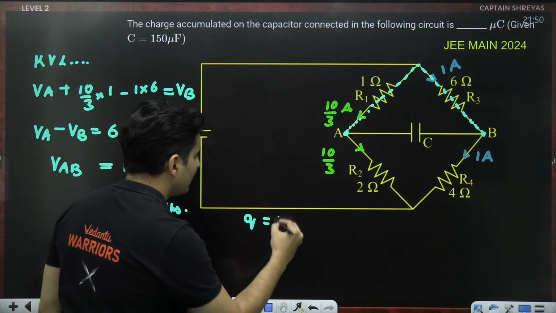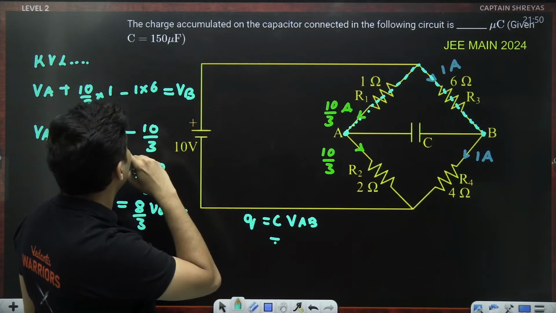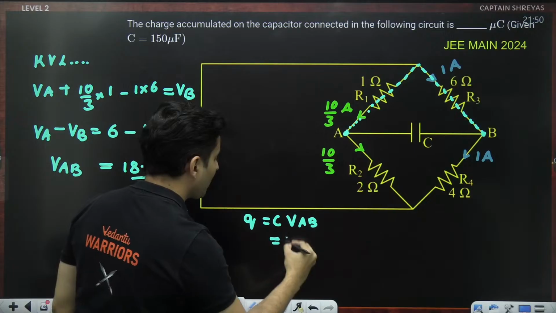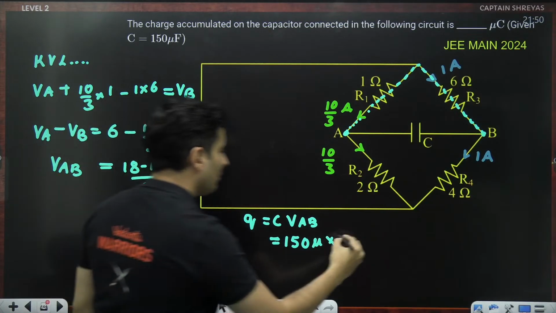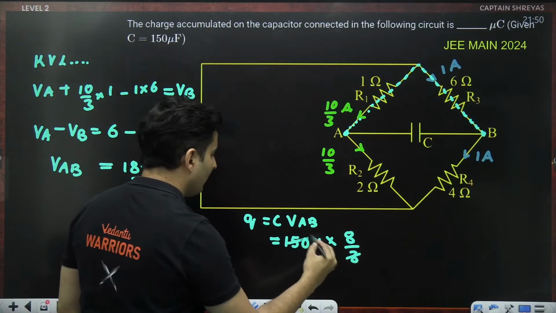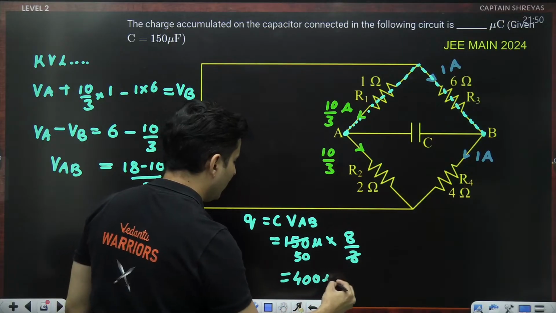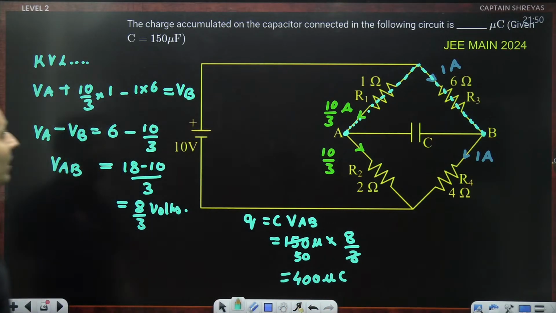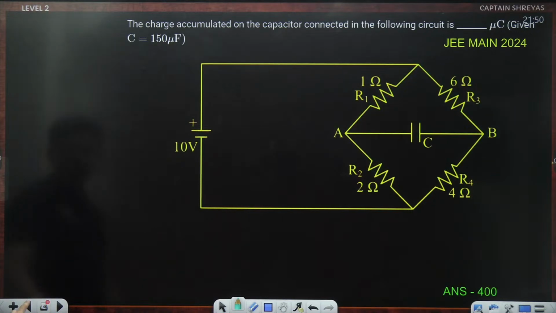So charge is C into the voltage between A and B. Capacitance, how much is the capacitance? 150 microfarad into the voltage, which is 8 divided by 3 volts. 3 goes with 150, 50 times, 8 5s are 40. So 400 microcoulomb. 400 microcoulomb should be the answer. Yes, that's the correct one.